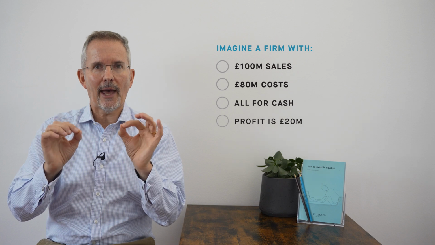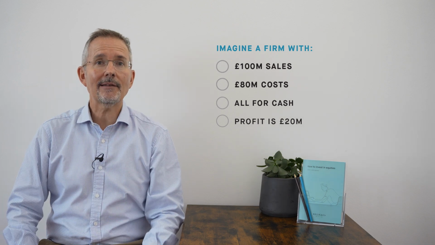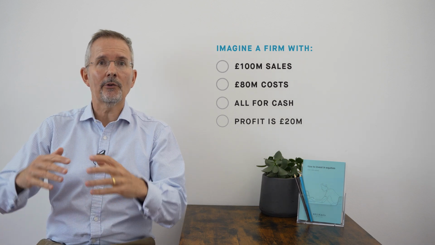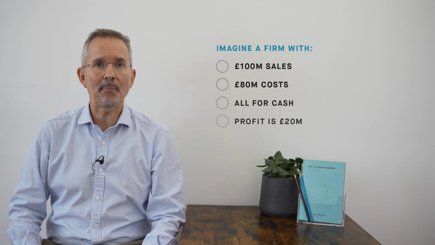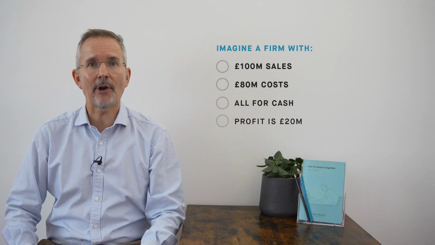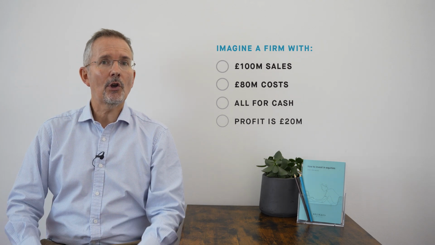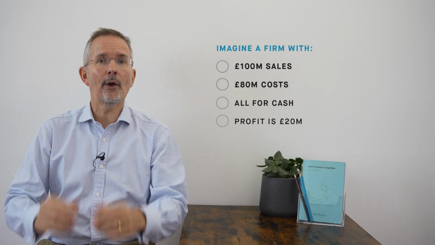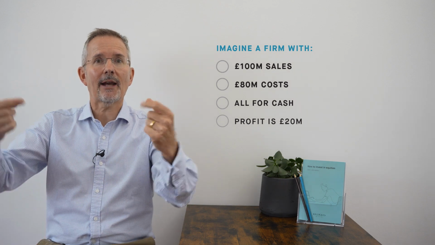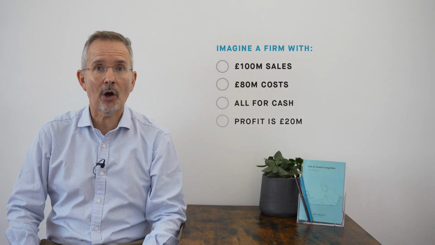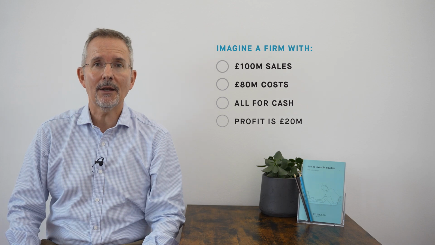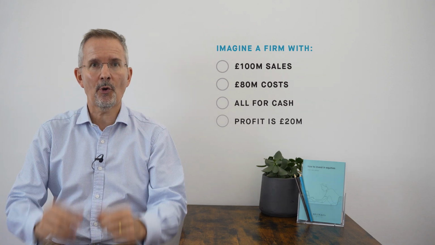And let's also say that all of that activity is cash-based. In other words, customers pay for the stuff they're buying, and we have to pay our suppliers straight away. In which case, your net cash flow is also 20 million. 100 million of cash sales, 80 million of cash costs, profit 20 million. So profit and cash are the same, so what's your point?